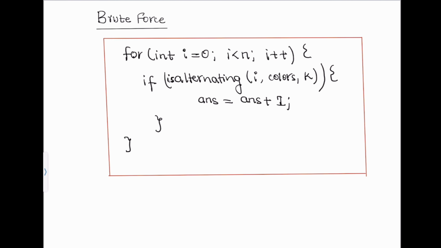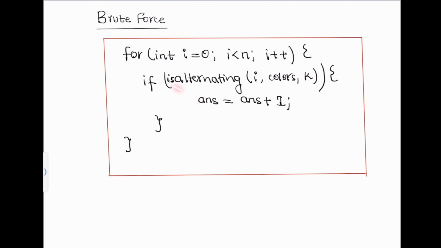So the first approach that comes to mind is the brute force. So we can iterate over the indexes of the array and check if an alternating group can be formed starting from index i. If it can be formed, we increment the count, we increment the answer, and obviously we will initialize our answer with 0. So for every index, we'll check if an alternating group of size k can be formed.